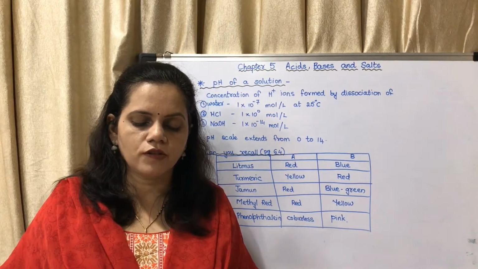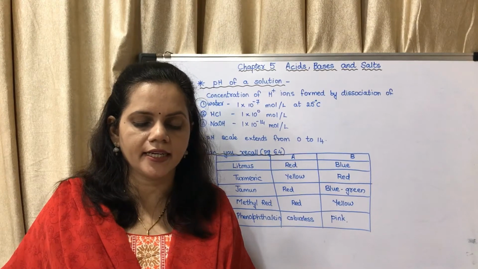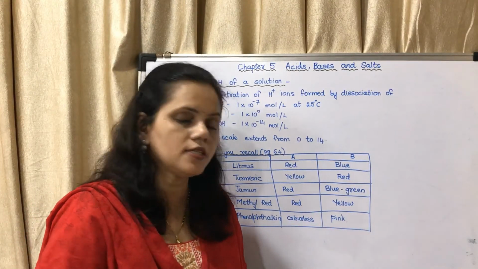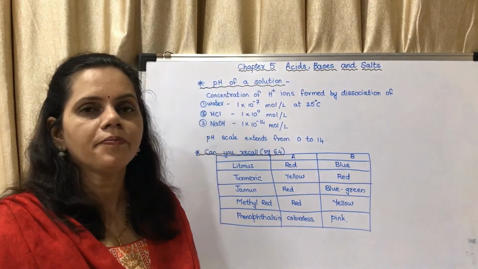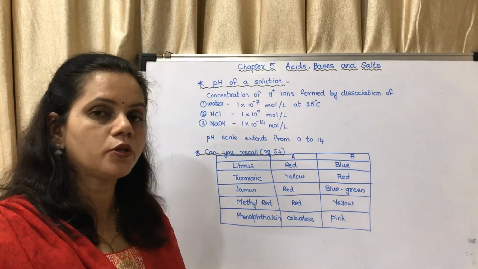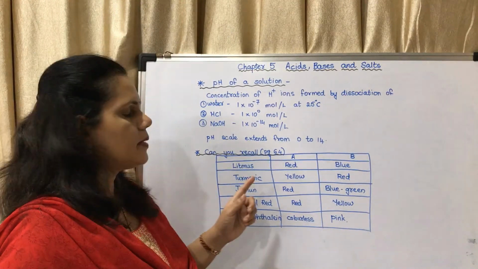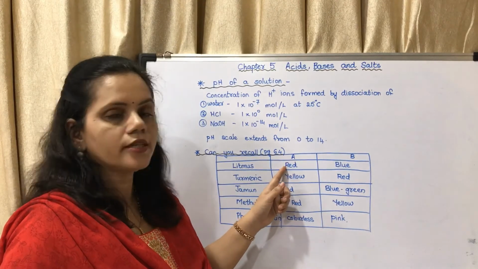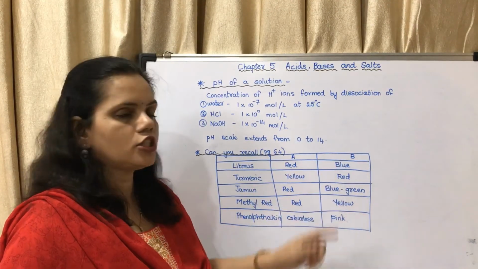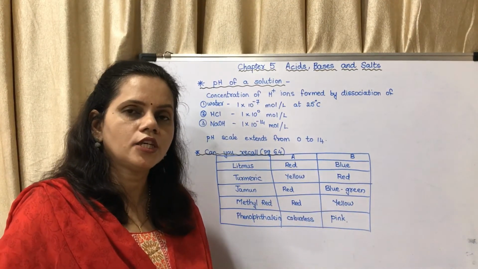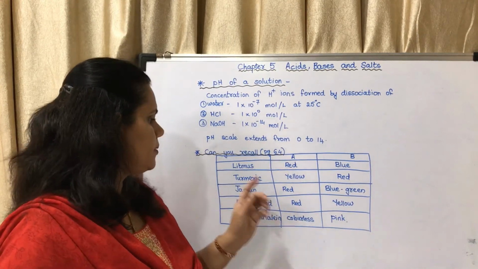Now can you recall question? What are the colors of the following natural and synthetic indicators in acidic and basic solutions? I have drawn the table here. You may draw this table in your textbook and in your notebook. For litmus, in acidic condition it shows red color. In basic condition it shows blue color. This you had studied in your 8th standard.